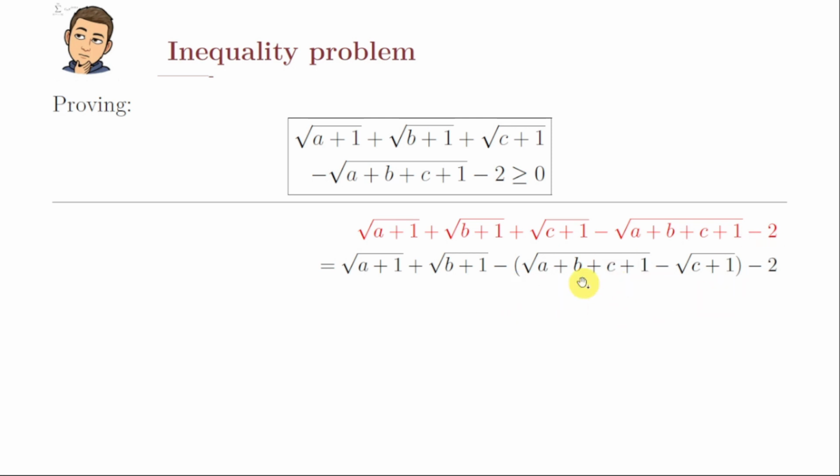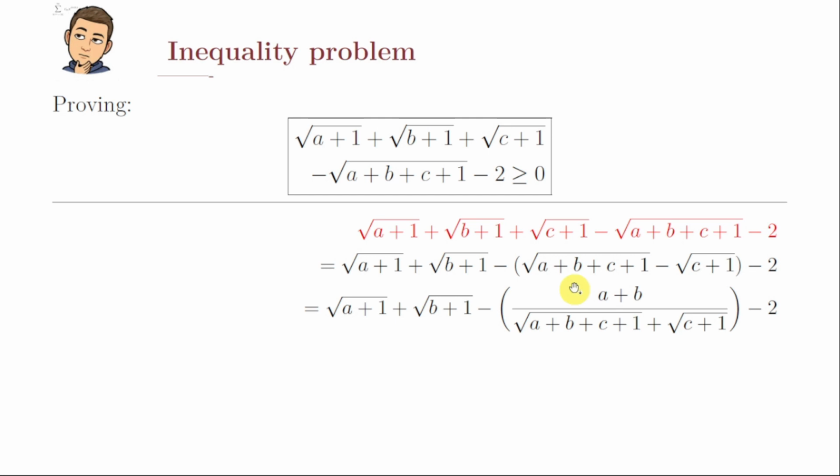And now I do multiplication by the conjugate, that is the square root of a plus b plus c plus 1 plus the square root of c plus 1, over the same thing. The denominator is the conjugate, and the numerator is the square root of a plus b plus c plus 1 squared minus the square root of c plus 1 squared, which is just a plus b plus c plus 1 minus c plus 1, that is a plus b. And now I want to eliminate the variable c, because it will help us to solve this problem. It will make it easier.